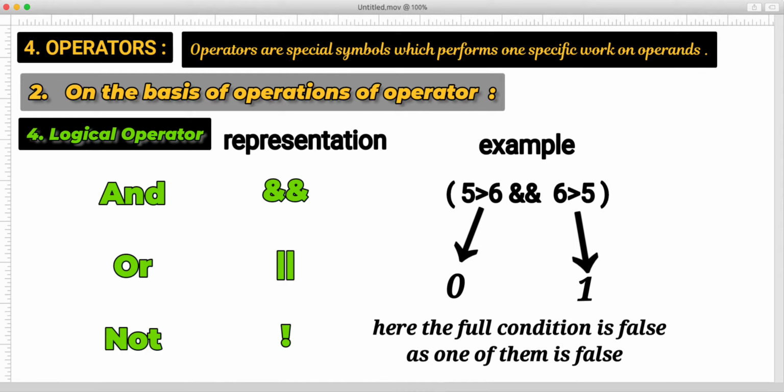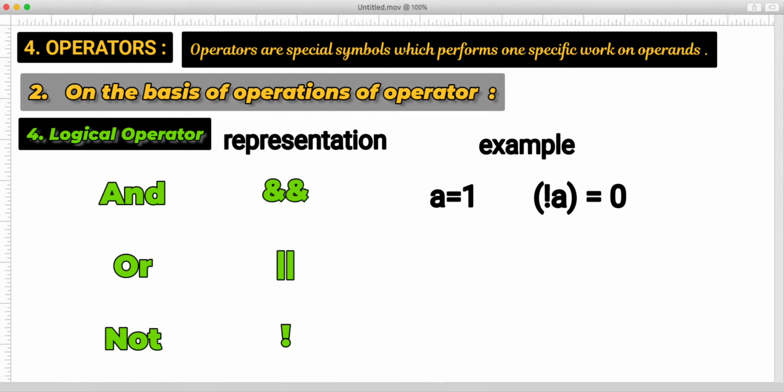Coming to the NOT operator. The work of the NOT operator is to complement an expression or variable with which it is used. Suppose we make a variable a equal to 1 and write not a, so the value of not a will be 0. Similarly, as you can see in this condition statement also, we have initialized b equal to not 6 greater than 5. Now here 6 greater than 5 is true, but the NOT operator is used with that condition, so it will complement the condition, that is, it will reverse the condition, so it will become false. So the variable b will be initialized to 0. Now this is all about logical operators.